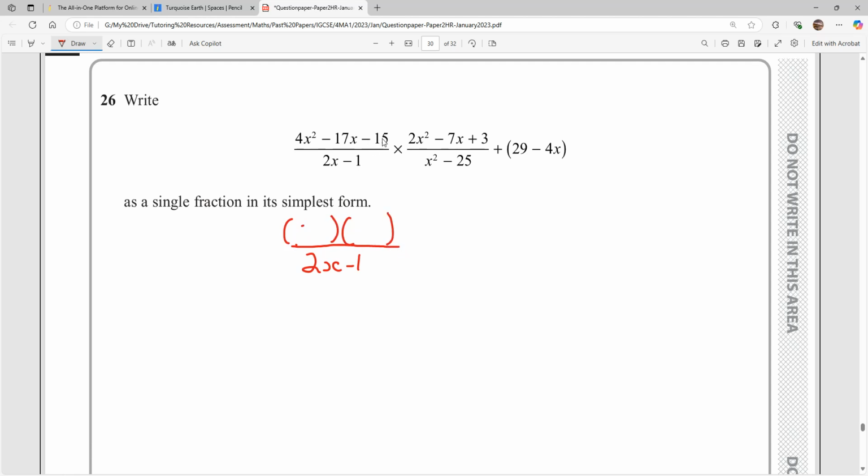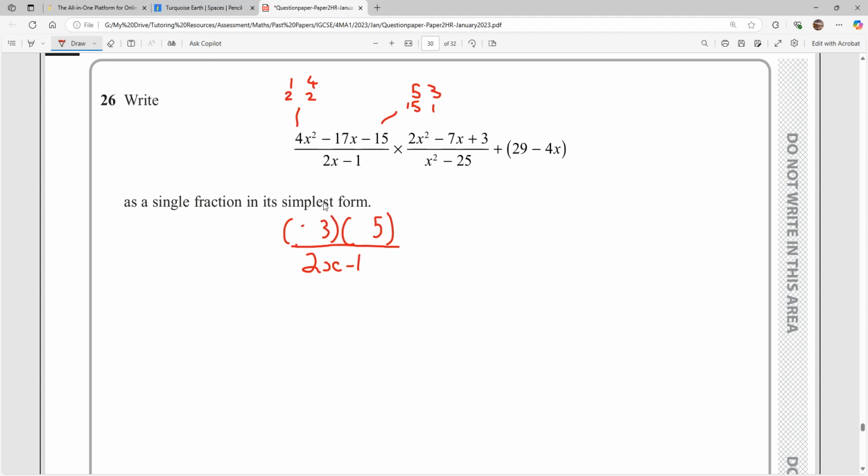But if you think, we've got 15 at the end, and it's minus 15, so we're going to have a positive and a negative. So it could either be 5 and 3, or 15 and 1. Given the other numbers, it's more likely going to be the 5 and the 3. We don't quite know which way around it's going to go. But if we think of 4x squared, that can either be 1 and 4 or 2 and 2.